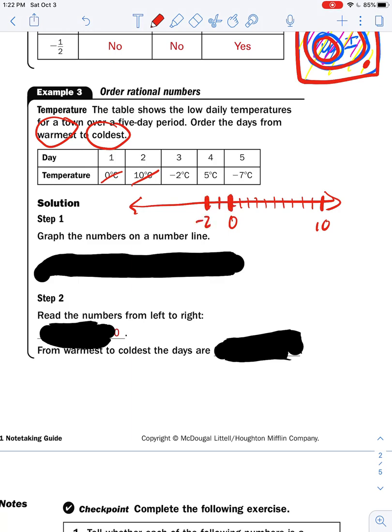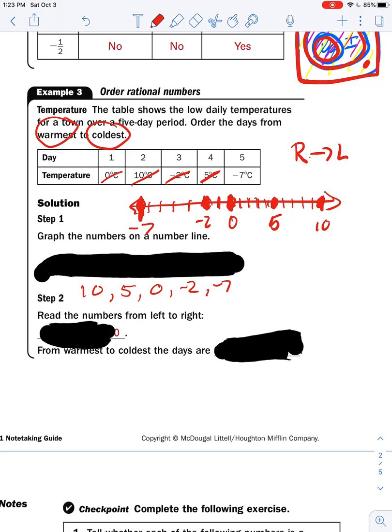So I have these 3 spots kind of located on my number line so far. Positive 1, 2, 3, 4, 5 is going to be here. And then my last one's negative 7. So negative 1, 2, 3, 4, 5, 6, 7. So be careful, because the last time we were asked to put them in order from least to greatest, which meant left to right, this says warmest to coldest. So this wants us to order the days from the numbers farthest to the right down to the numbers on the left. So if we wrote our numbers out, we would have 10, 5, 0, negative 2, negative 7. That is warmest to coldest.